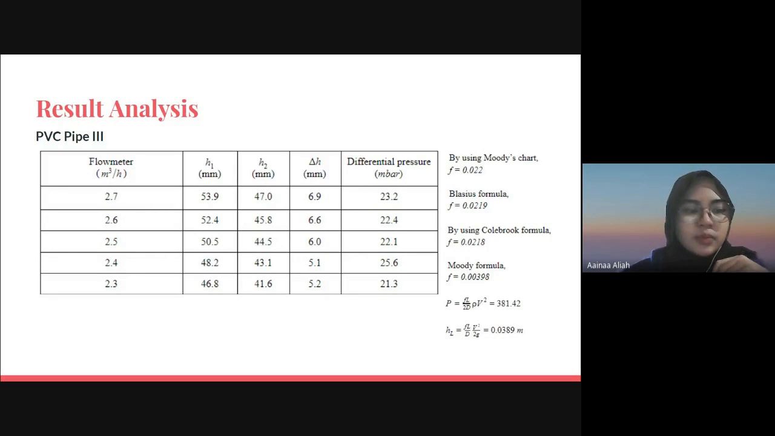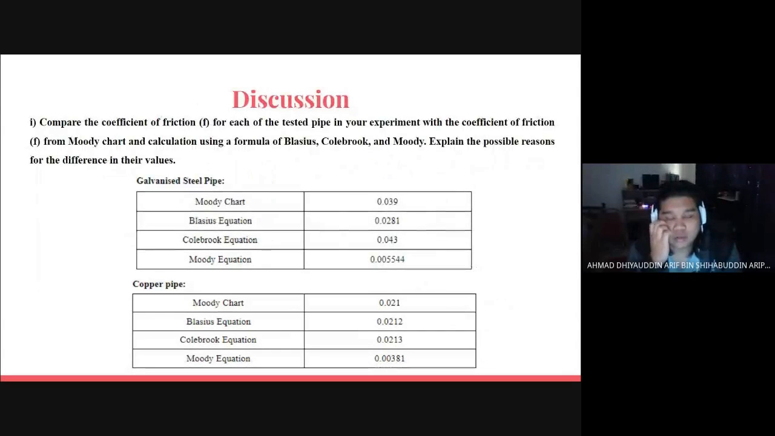Next, I will pass to the next presenter for the discussion part. Okay, for discussion part one, I will continue this part. So number one: compare the coefficient of friction f for each of the tested pipes in your experiment with the coefficient of friction f from Moody's chart and a calculation using the formulas of Blasius, Colebrook, and Moody. Explain the possible reasons for the difference in their values.